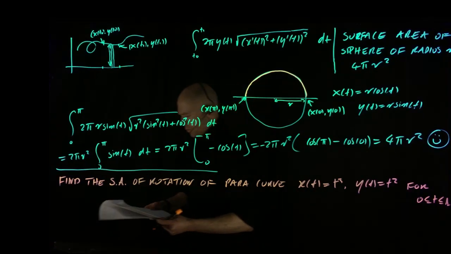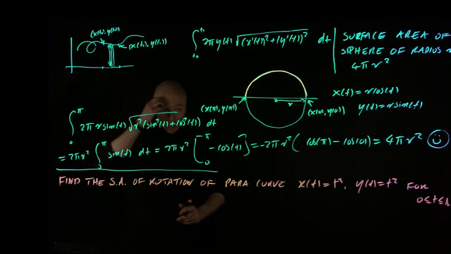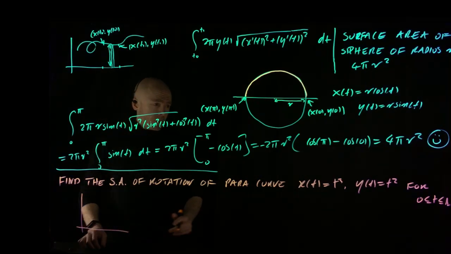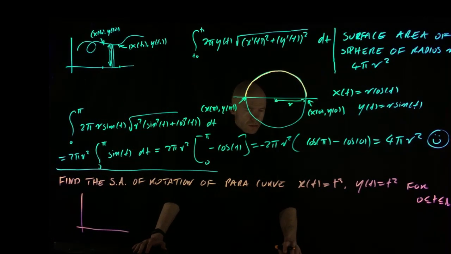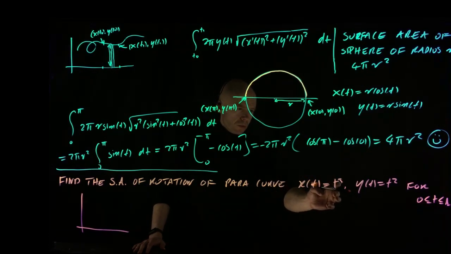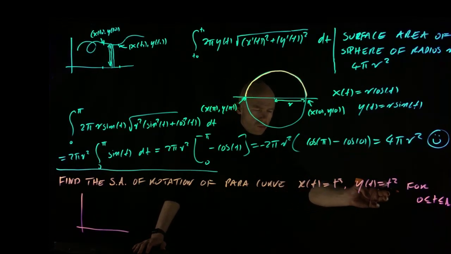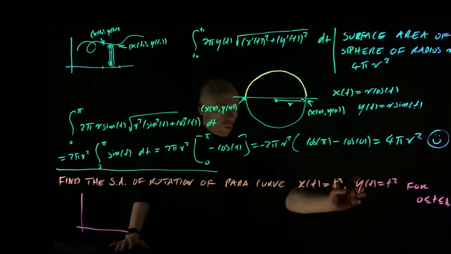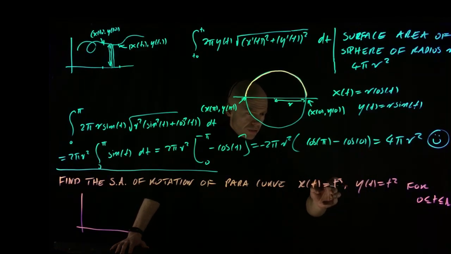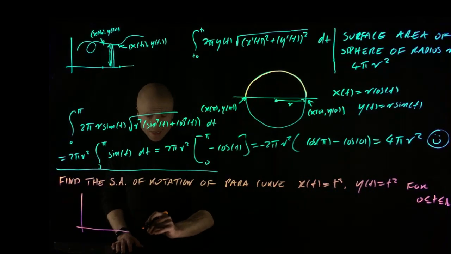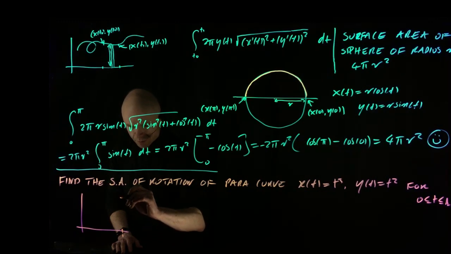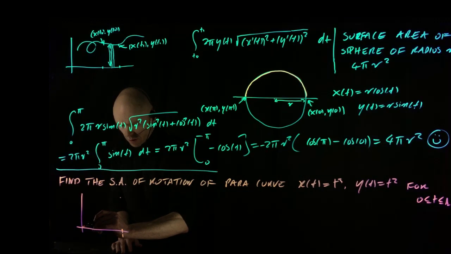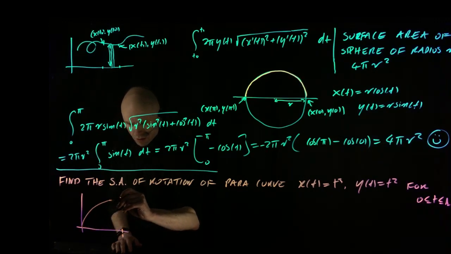Okay, so let's try and visualize this a little bit. For small t, x of t is a lot smaller than y of t, right? So they're both increasing, but y of t is going to be growing faster than this guy. And at t equals 1, which is right here, both x and y are 1. So it looks something like this, is my guess.